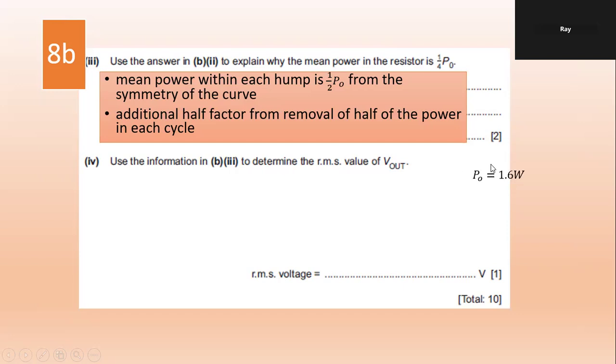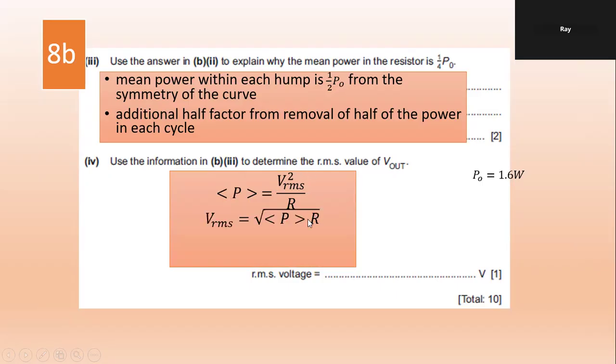You got that peak power. There's an equation: mean power is V root mean square squared over R. So V root mean square is the square root of mean power times R. So we say it's a quarter of the peak power, R is 45, and we get 4.2.